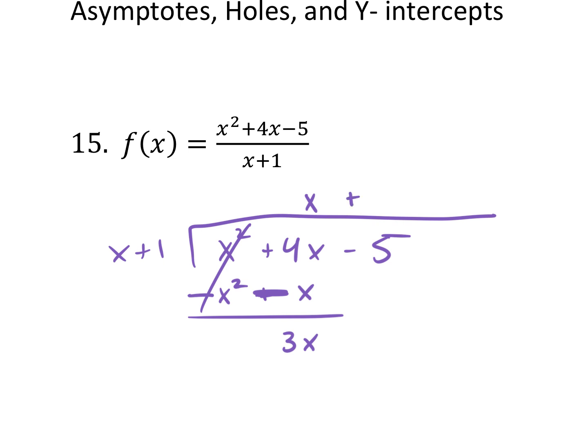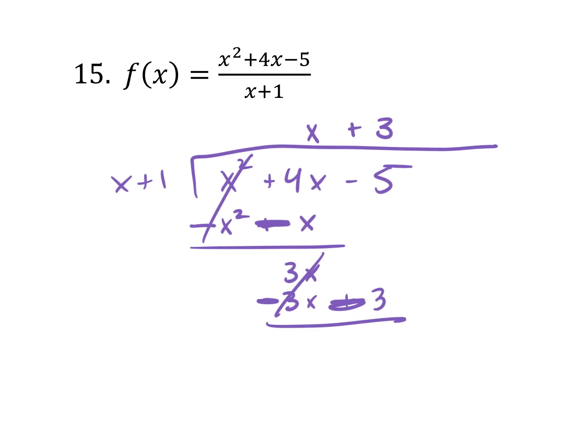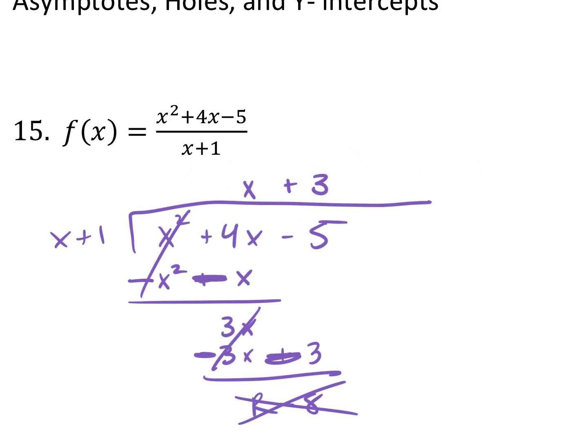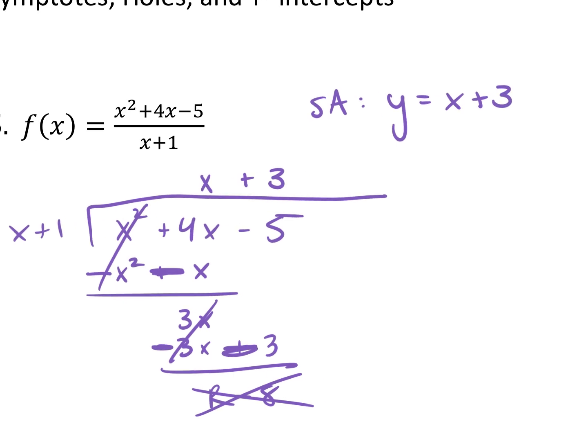3x divided by x would be 3. Multiply, we get 3x plus 3. Change the signs and combine. What do we do with the remainder? Throw it away. Doesn't even matter. Negative 8, that's our remainder. What would my slant asymptote be here? Y equals x plus 3. Awesome. Don't forget the y equals.